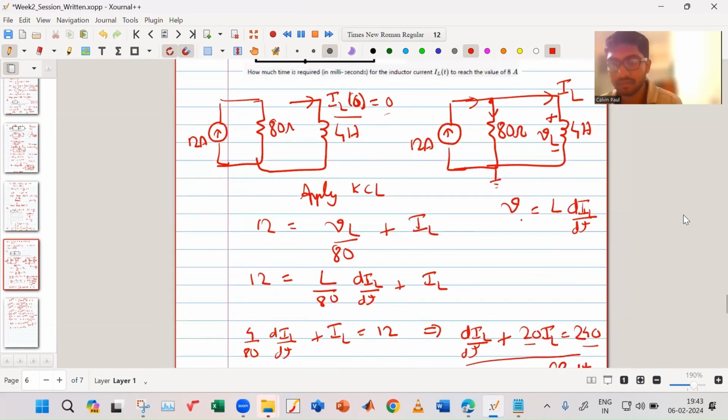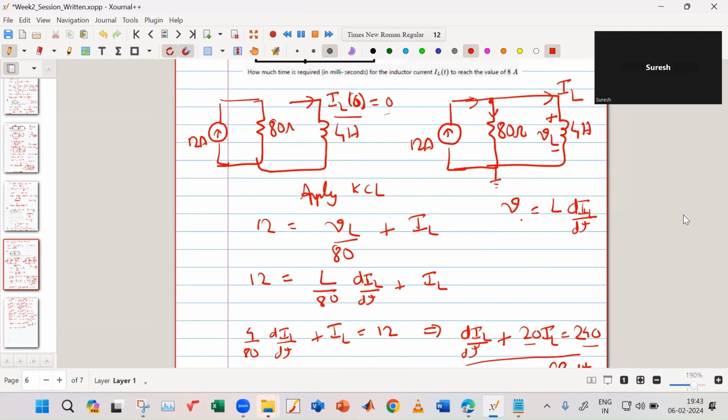Sir, it is a time-taking process, sir. Yeah, sir, definitely. If we know the charging current equation, then we can easily find it, sir. We know that the charging equation of an inductor is IL equal to E by R whole into 1 minus e to the power minus t by lambda. So we can find lambda as L by R, that is 4 by 80, that is 0.05.